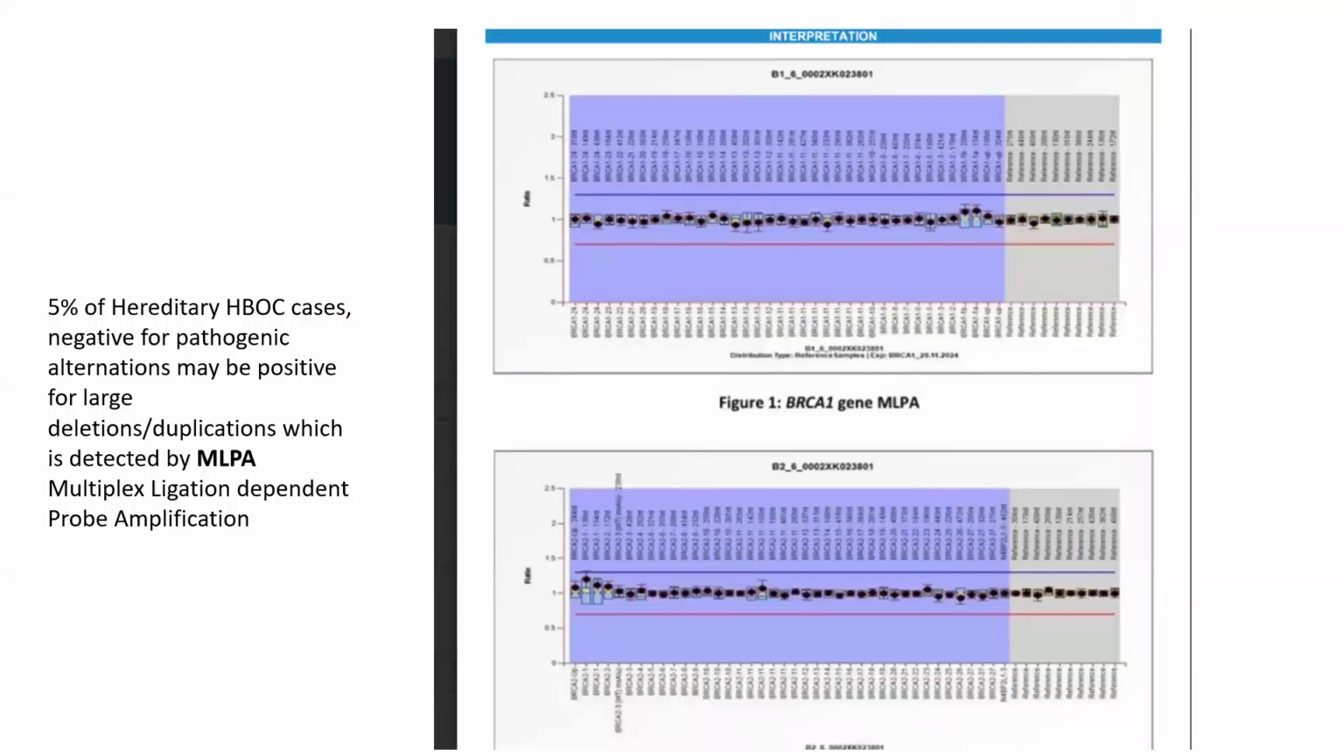Okay, when BRCA is negative on NGS, we look for large deletions and duplications. So essentially, this is a negative region. When you see these dots coming up below, above the green and the blue line, there is a deletion.